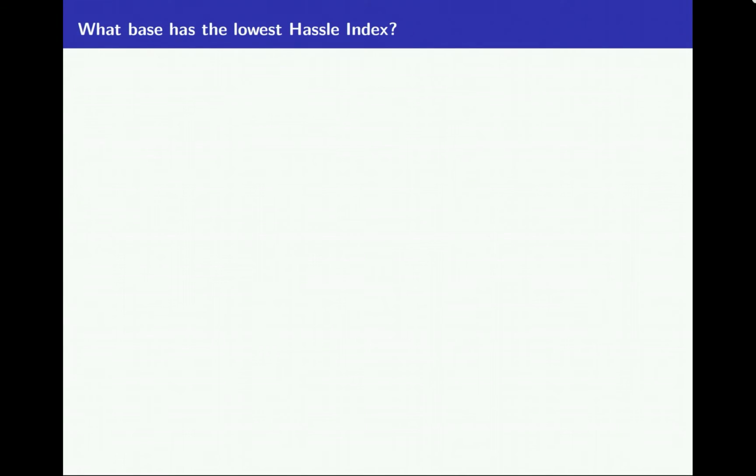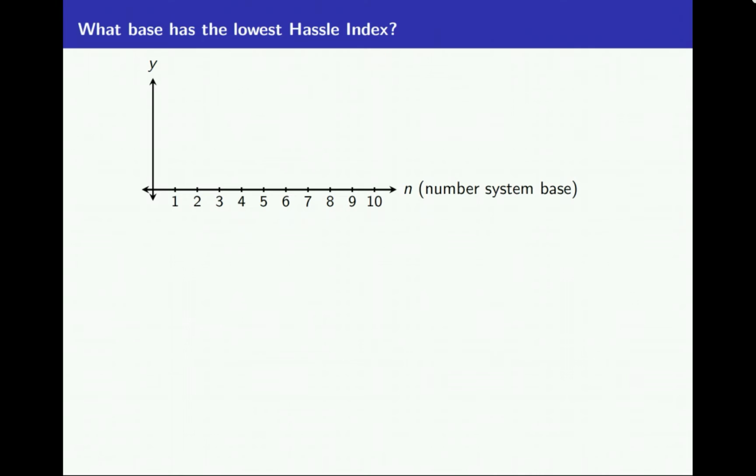So the best base is the one with the lowest hassle index. And what base would that be? Let's find out by graphing the hassle index. We'll use a coordinate system where the horizontal axis is n, the number system base. So here you see bases 2, 3, 4, 5, up to 10. And if you graph 10n over log n, the graph looks something like this.